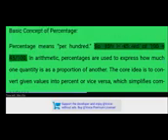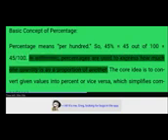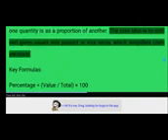Percentage means per hundred. So, 45% equals 45 out of 100, equals 45/100. In arithmetic, percentages are used to express how much one quantity is as a proportion of another. The core idea is to convert given values into percent or vice versa, which simplifies comparisons.